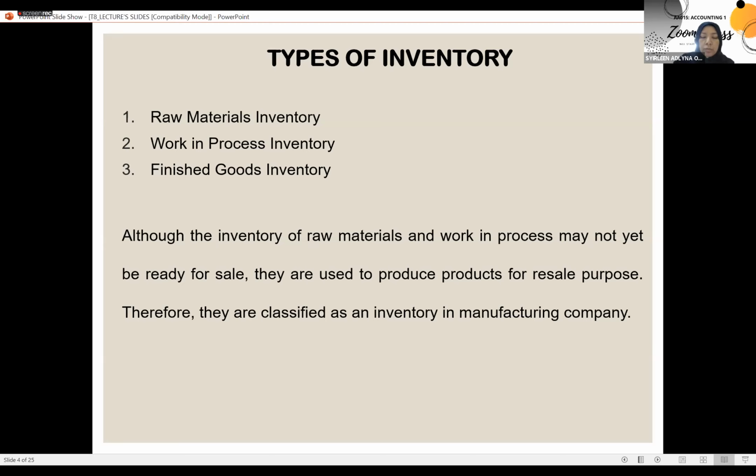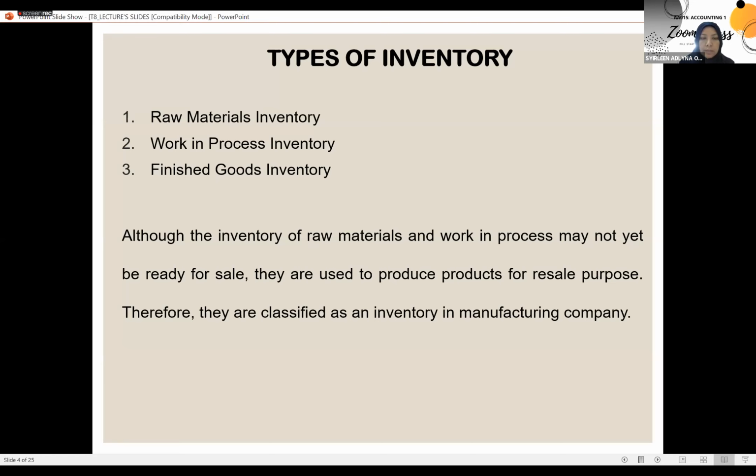Tapi you still need to have an inventory counting lah, kena ada, masih ada simpan juga maklumat inventory. So although the inventory of raw materials and work in process may not yet be ready for sale, they are used to produce product for resale purpose. So sebab madam cakap tadi, the inventory system, dua ciri dia, satu, dia mestilah owned by the business. Secondly, it is in a form ready for sale.